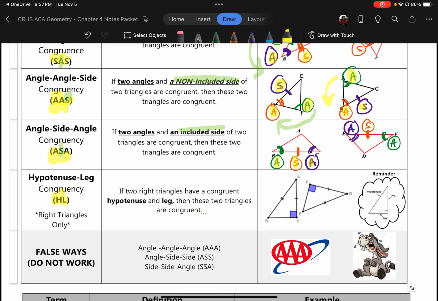And then same thing over here, ASA. So those two triangles are congruent by angle side angle.